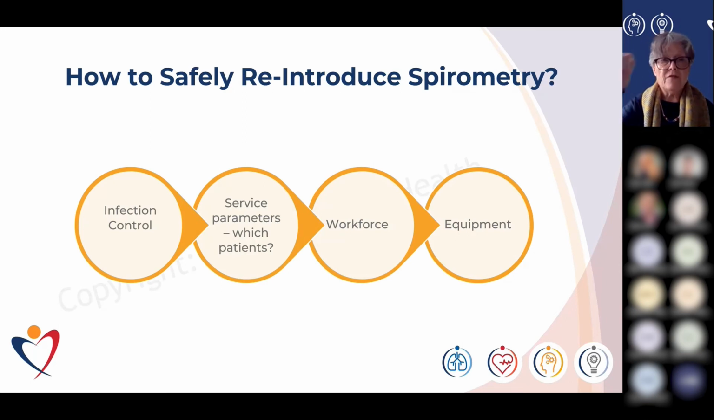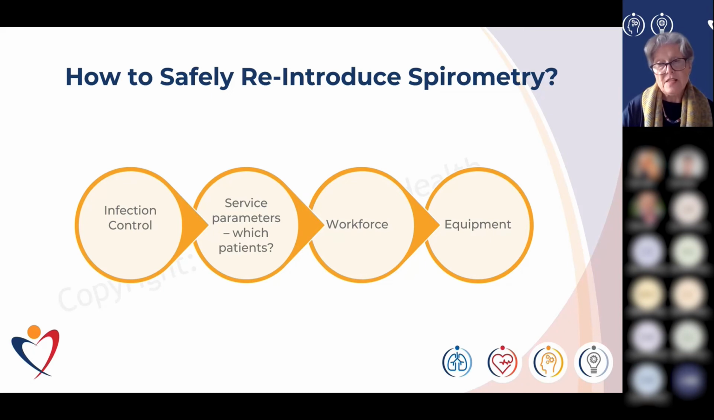So how to safely reintroduce spirometry then? We want to look at infection control procedures. That's really important. We want to look at service parameters. So we need to identify which patients, and the ARTP and the Primary Care Respiratory Society have together put a paper and advised us of our priority patients. We need to look at the workforce, to make sure that we have the standards that we need, and we need to look at the equipment as well.